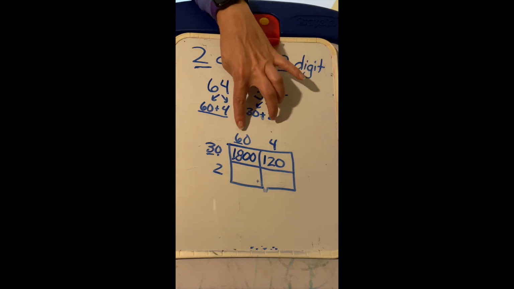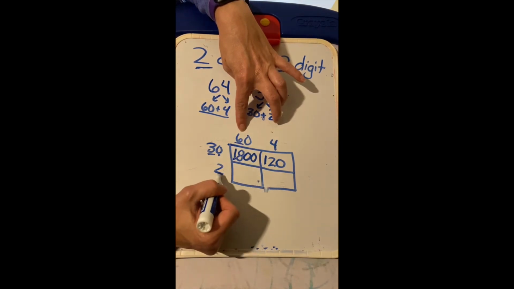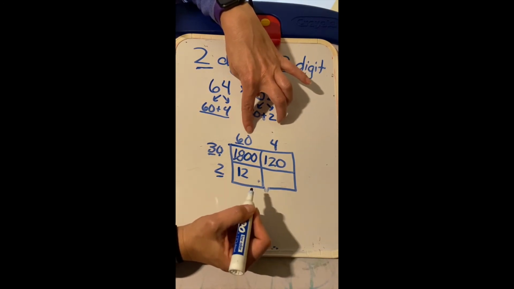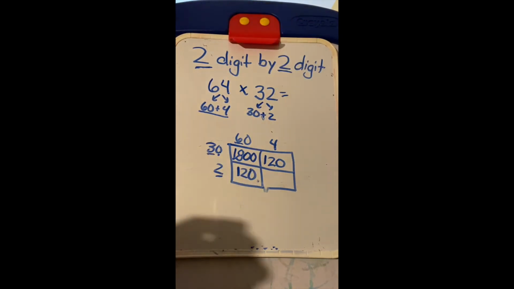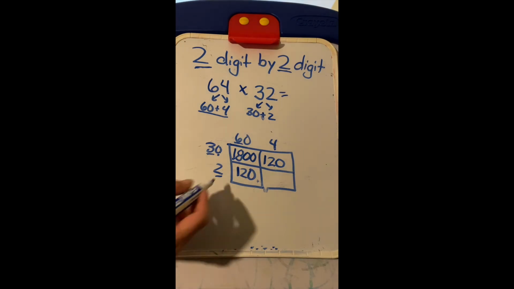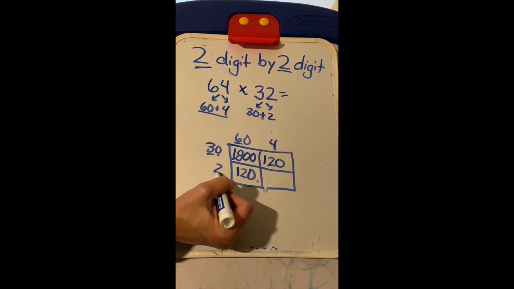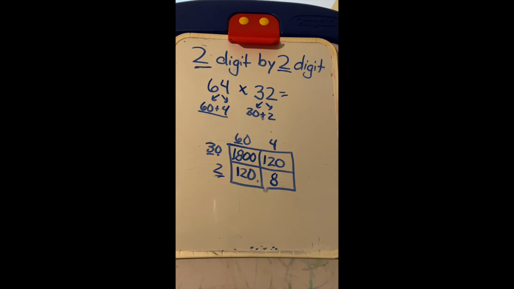Now I've got 60 and I've got 2. So 2 times 60 is what goes here. 2 times 6, well, that is 12. And then this 0 that I didn't use, I'm dropping down and putting back. So therefore 2 times 60 is 120. Now I'm sticking with 2 and I'm multiplying it by 4 to fill in this square. 2 times 4, that is 8. Okay, so here I now have 4 partial products I need to add together.